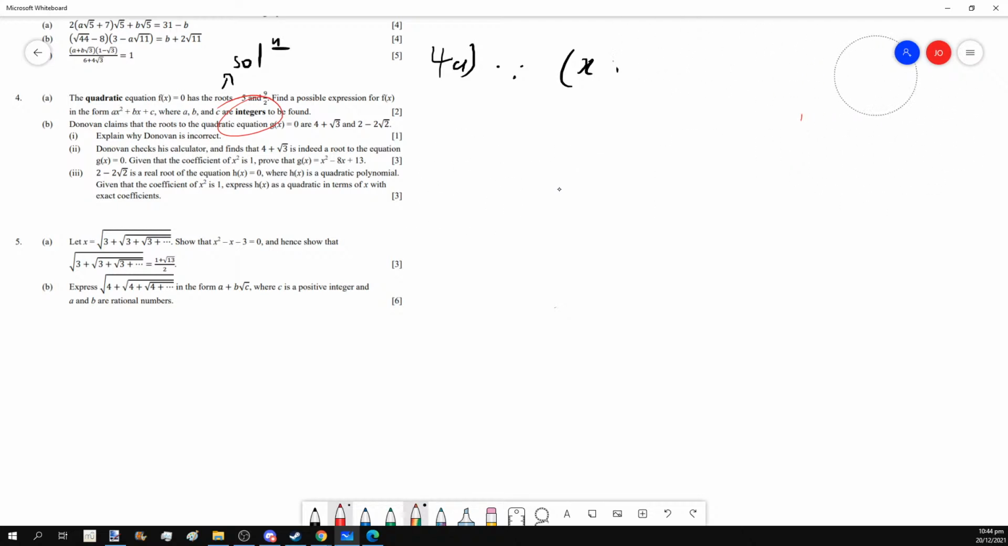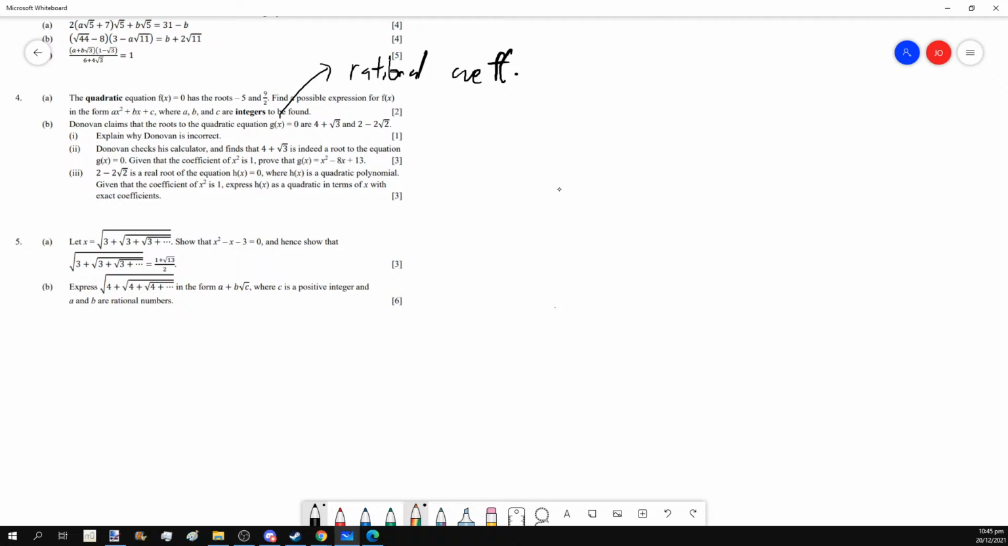Now, in part B, someone over here is trying to do a math problem, and he found the answers 4 plus root 3 and 2 minus 2 root 2. And then in this case, there's actually a bit of a major typo over here, right? The question is supposed to say that g(x) over here has rational coefficients.